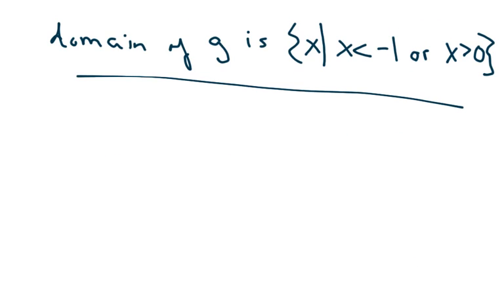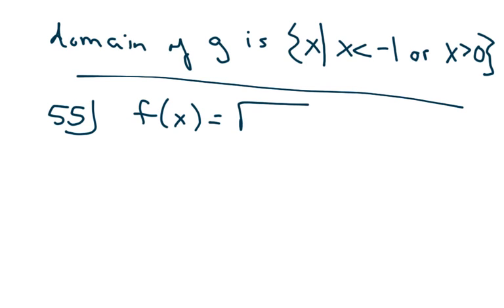Now, let's do another one. Let's do 55. So 55 is f of x equals square root of ln of x. We know that ln of x has to be bigger than or equal to 0, and x has to be bigger than 0.